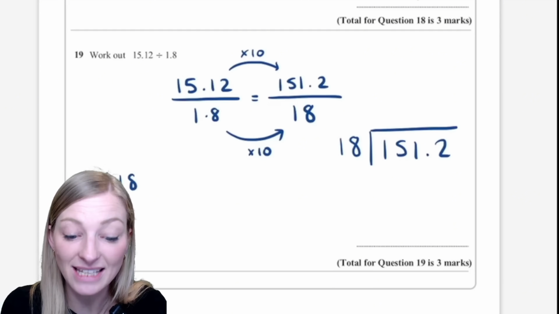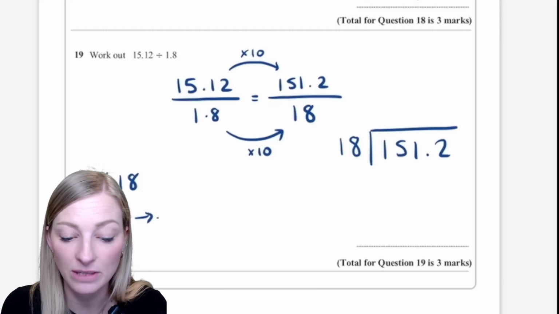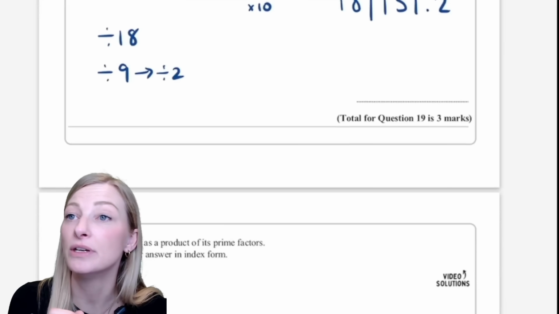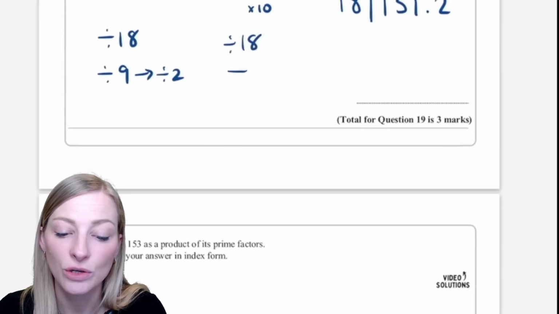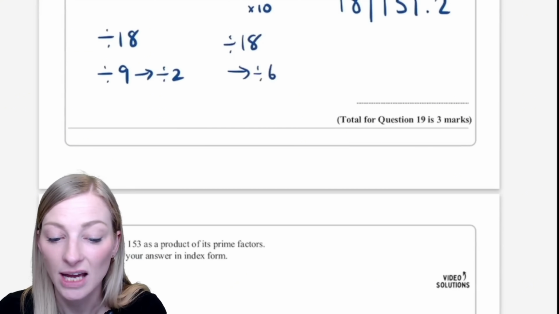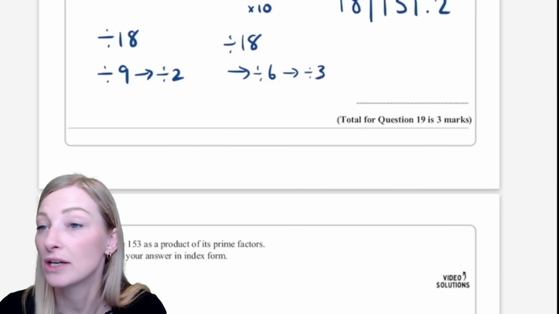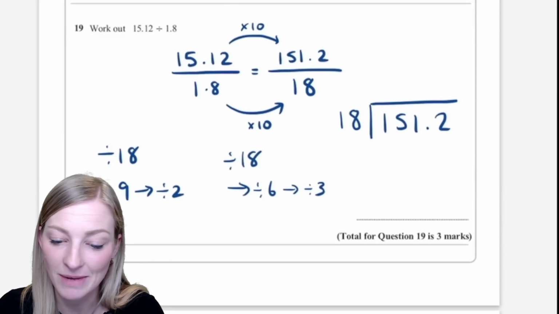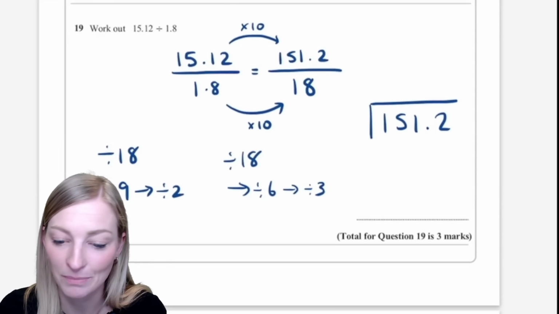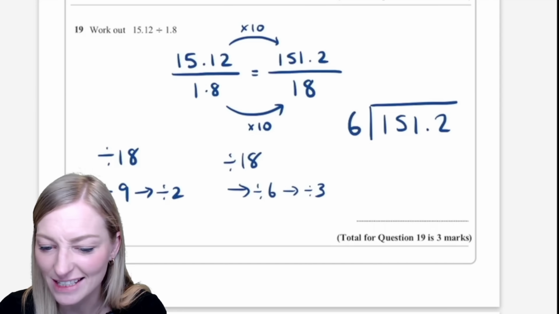Dividing by 18 is the same as dividing by 9 and then dividing by 2, as long as the two numbers multiply together to make 18. So instead of dividing by 18, you could divide by 6 and then divide by 3. That would work as well. As long as the two numbers multiply to make 18, that's all good. So I'm actually going to do that. I'm going to do my double-decker bus stop here. Divide by 6 and then divide by 3.